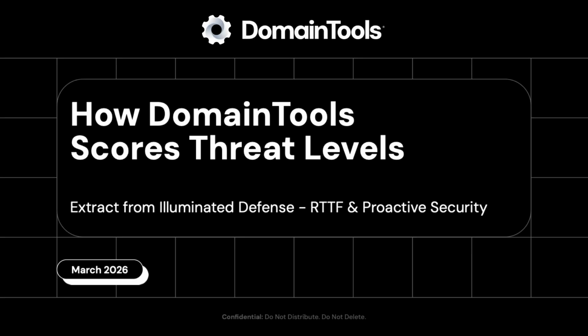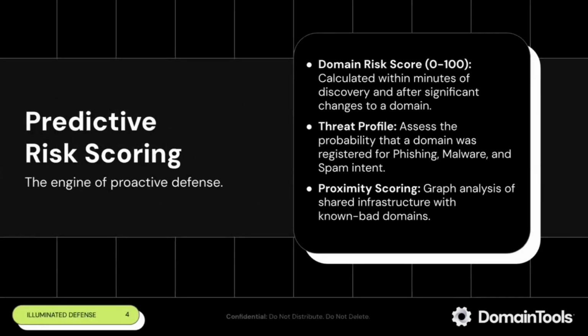So as we know, visibility without context just exacerbates alert fatigue. How do we confidently block a domain that's never been used in an attack? Well, we utilize predictive risk scoring. This is not new to DomainTools. We've been doing predictive risk scoring for a long time. Really what is new here is that now we can do it in real time. We predict the domain risk as a dynamic value from 0 to 100.